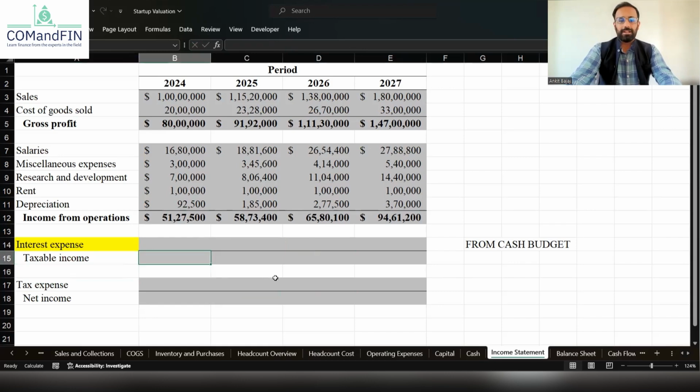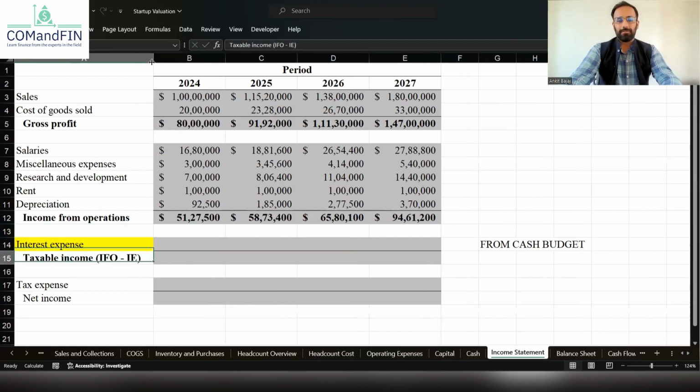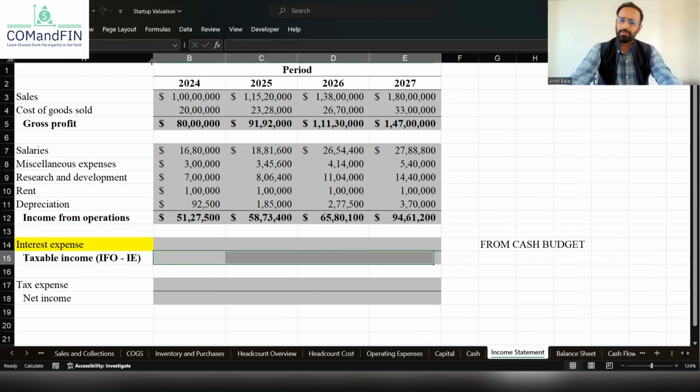Here, if I want to calculate the taxable income, what is going to be the formula for calculation of taxable income? It is going to be the income from operation minus interest expense, right? It is going to be income from operation minus interest expense. So you will be able to calculate the taxable income here, right? So we do not know the interest expense, but we will calculate it. Right now, I will apply the formula.